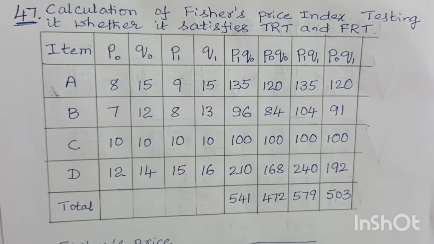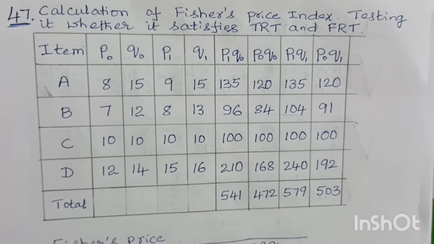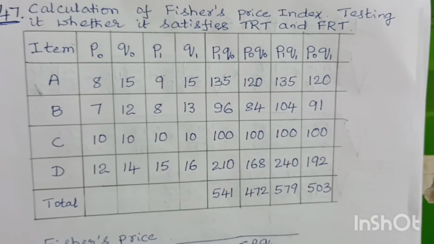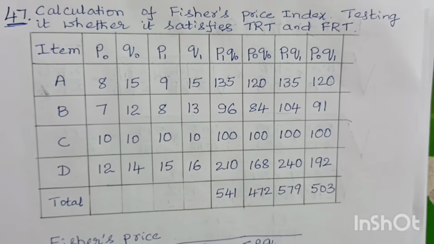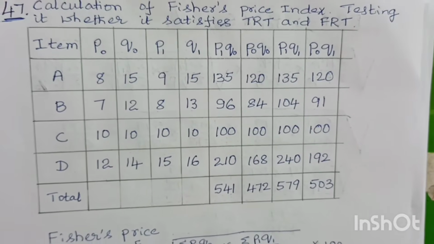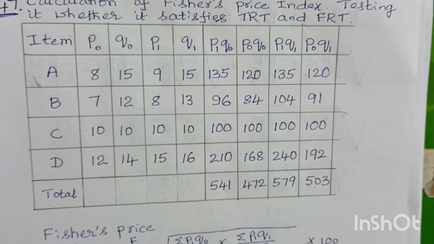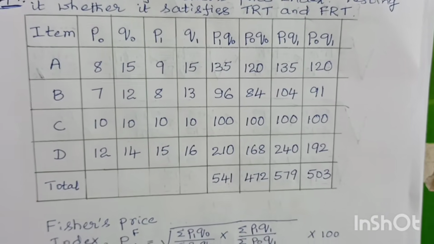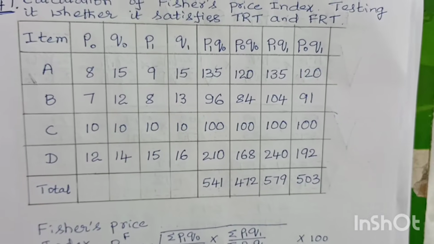Okay students, coming to the answer part for question number 47, calculation of Fisher's price index, testing whether it satisfies TRT and FRT. For the question we are writing the table. Items you have to write in the first column. Second column, base year price P naught, third column base year quantity small Q naught, fourth column current year price P1, and fifth column current year quantity small Q1.